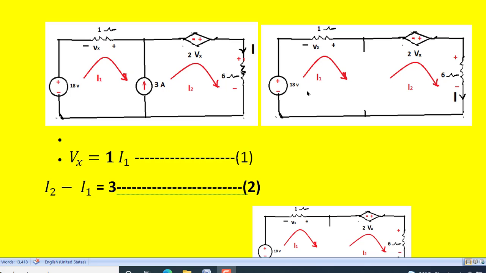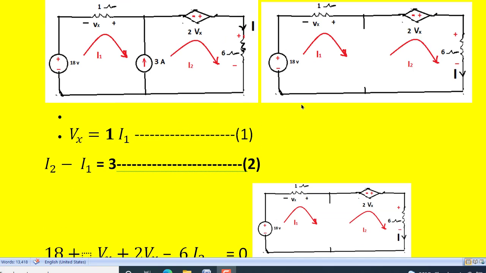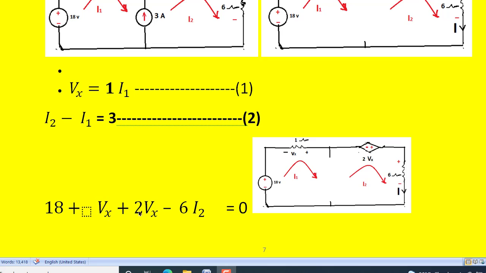Next, in the assumed current direction I1, the voltage across 1 ohm is Vx, and first we are getting negative terminal, next we are getting positive terminal. So going from negative to positive in the assumed current direction, we call that as voltage rise, and voltage rise polarity we take as positive. So we write plus Vx like this.